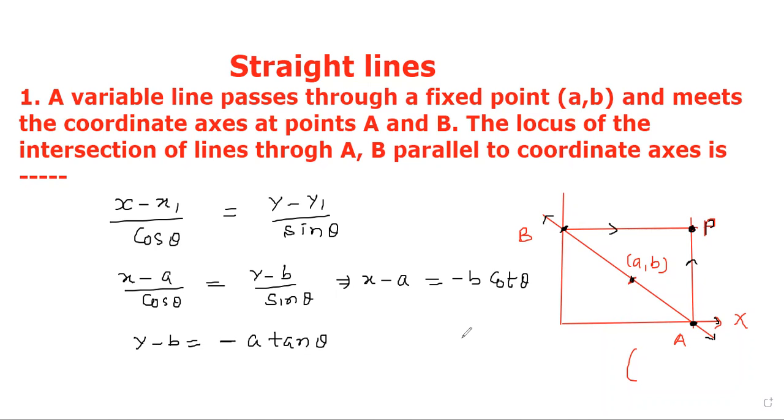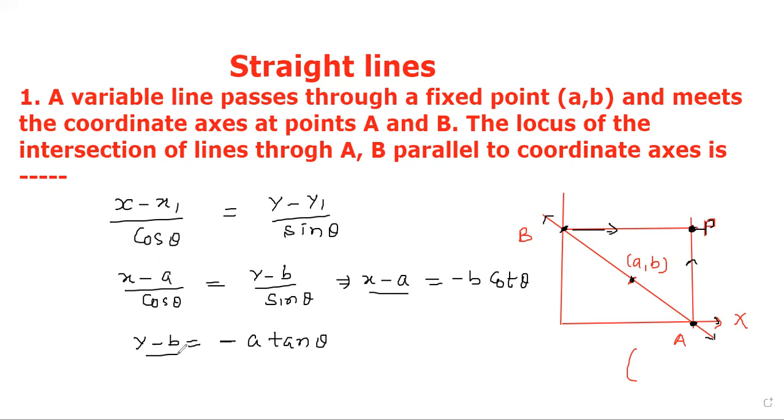Now we have to find out the locus of these points. So the equation of the line parallel to the x-axis passing through B will be y equal to b minus a tan theta. Similarly, the line passing through point A parallel to the y-axis will be x equal to a minus b cot theta. Now, in order to get the locus of the intersection, what do we do?